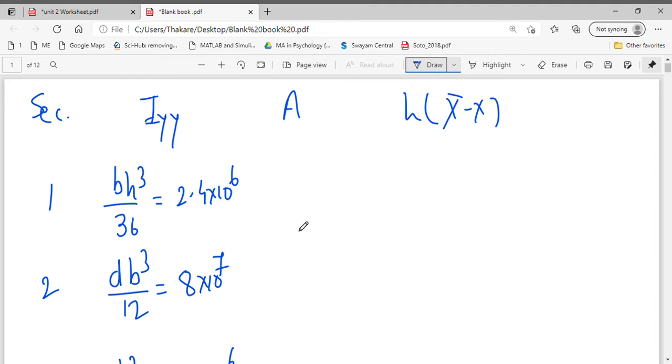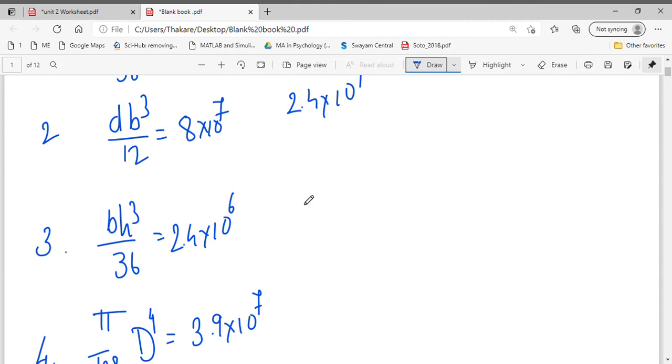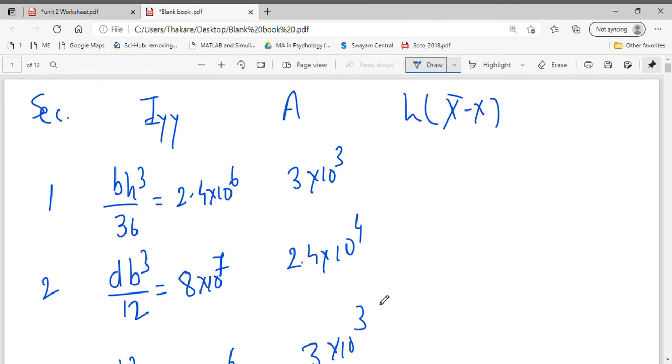Let us write the areas. We know for section 1 the area is 3 into 10 to the power 3. For section 2 it is 2.4 into 10 to the power 4. Again for next triangle 3 into 10 to the power 3, and for semicircle it is 1.57 into 10 to the power 4. Now important part, we have to determine the h.